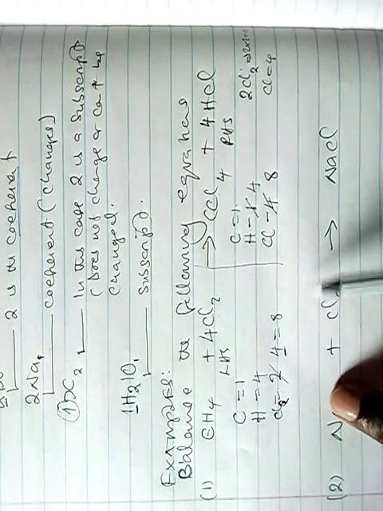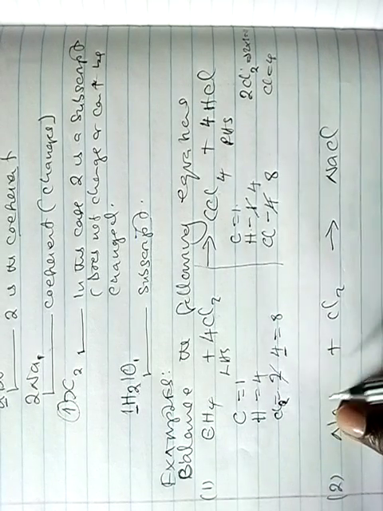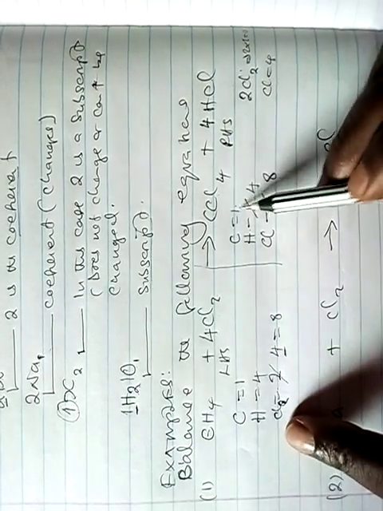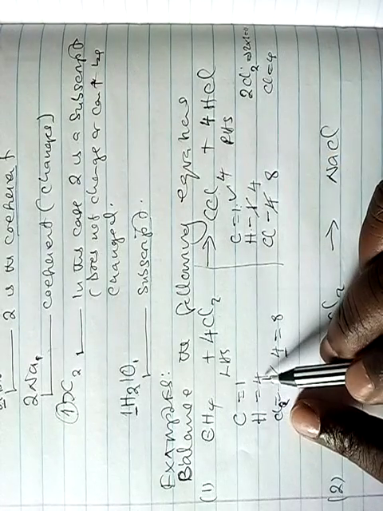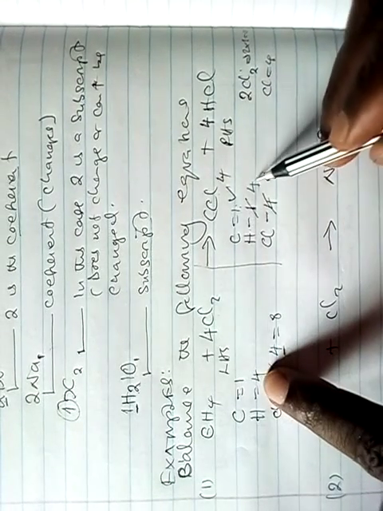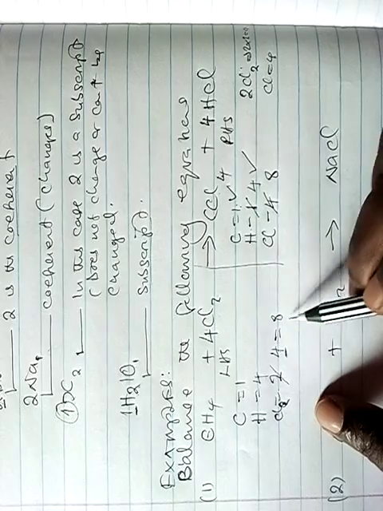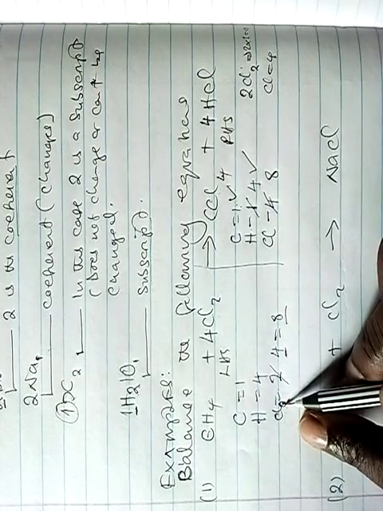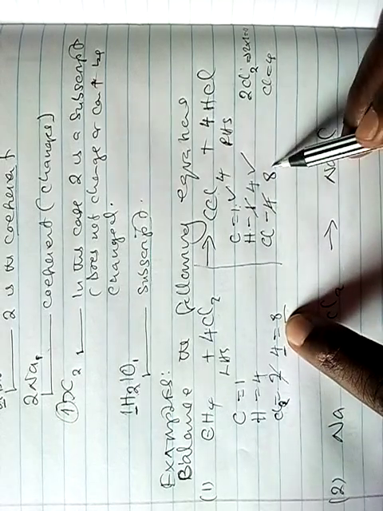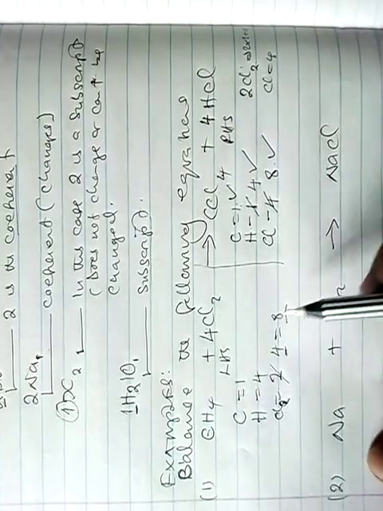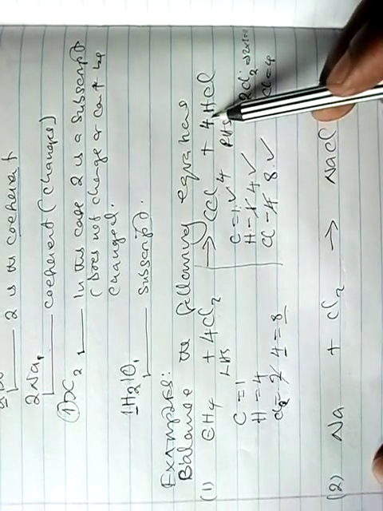So now in this case, this has balanced. We have carbon 1, it has balanced. We have carbon 4 and carbon 4 here, it has balanced. We have now chlorine 8 and chlorine 8 here, it has balanced. So this is how you balance a chemical equation. So we have balanced this chemical equation.